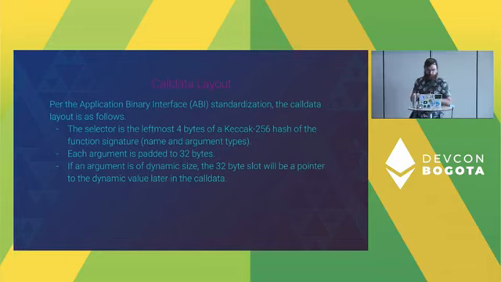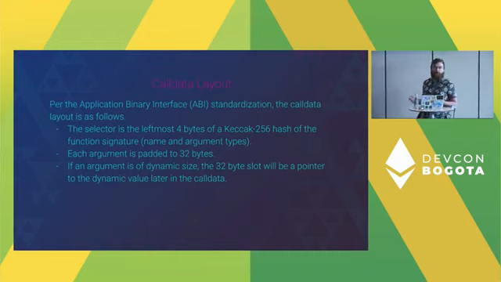Next, after the first 4 bytes, each argument is padded to 32 bytes no matter what. Even if it's a uint8, it's always padded out to 32 bytes. If an argument is of dynamic size, then the slot where it should be is actually going to hold a pointer to a place in call data where the rest of the data is. So if we have, let's say, a string that's over 32 characters, it's not going to fit in a single slot. What we have is a pointer that says, okay, after everything else, here's where the string starts, and there are other ways to determine how long the string is.